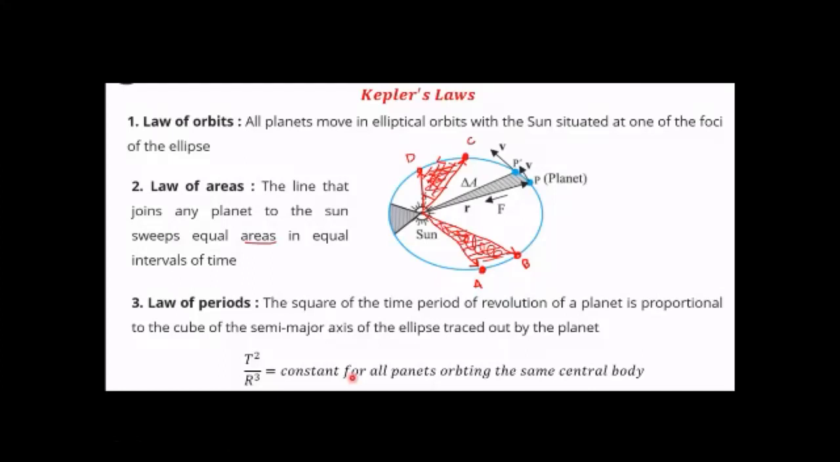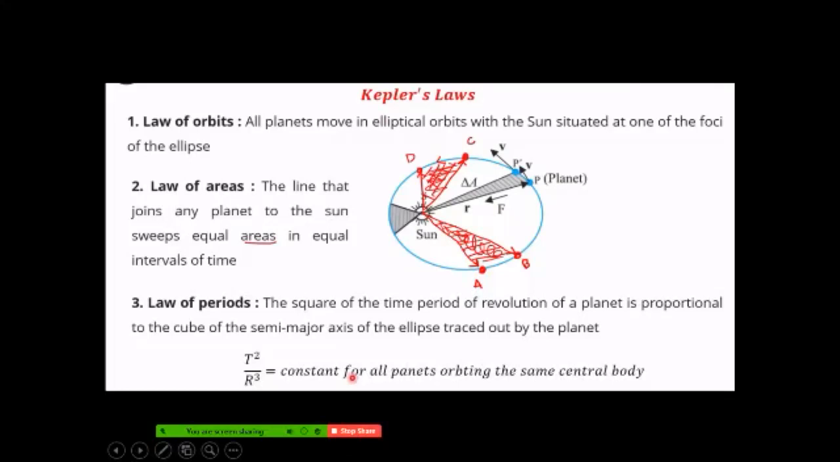Now if I talk about the law of areas, the line that joins any planet to the sun sweeps equal areas in equal intervals of time. Suppose here is the sun, and suppose A is a planet, it moves from A to B. So it covers, that is the sweep. This area, suppose I take another planet that has moved from C to D, that area. So this area and this area sweep equal areas in equal intervals of time, meaning whatever time is taken here, the same time will be taken here also.